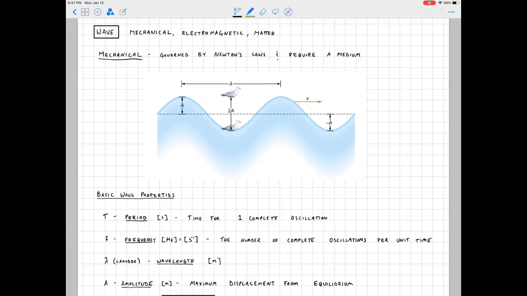All right, we are focusing on waves today. We've got three types of waves in physics. We've got mechanical waves, electromagnetic waves, and matter waves. Chapter 16, we're going to focus on mechanical waves, but that's going to give us a nice foundation. The basic principles of waves remain the same.